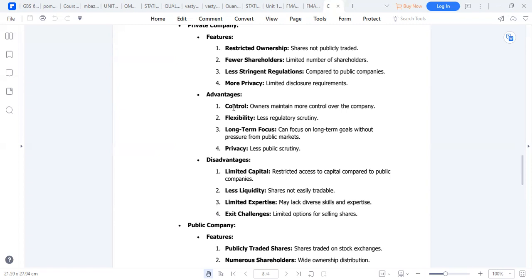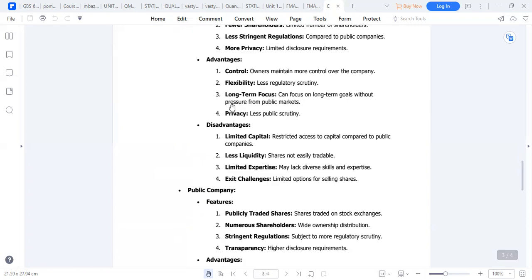There's also less liquidity because shares are not tradable on the stock exchange. And there's also limited expertise because of the lack of diverse skills. And also exit challenges are limited to the options of selling shares.